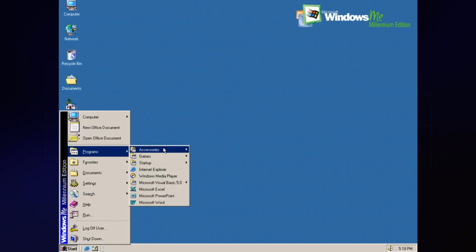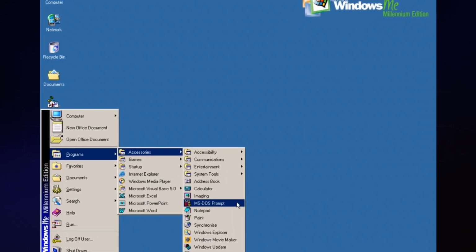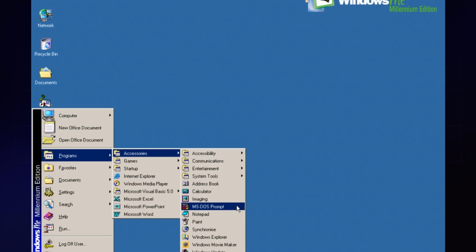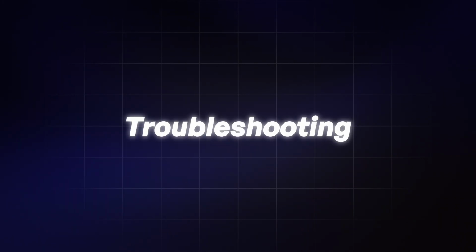The idea was to improve stability and reduce the ways users could break the system. But the result was the opposite. Compatibility suffered. Troubleshooting got harder. And the people who actually knew how to fix their own systems felt like Microsoft took away their toolbox.